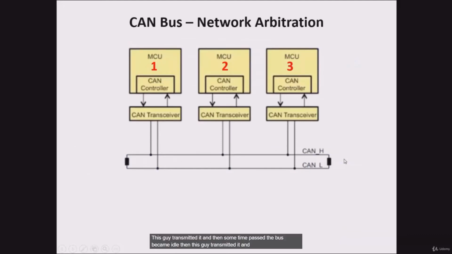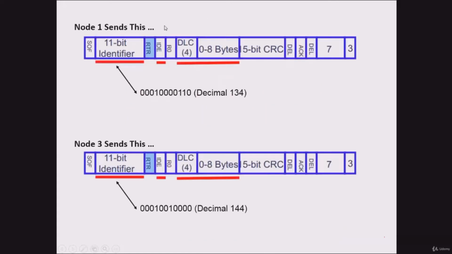This guy transmitted, and then some time passed, the bus became idle, then this guy transmitted. And everybody's happy. The messages went out on the bus, they were received, everything is fine. So this message here didn't collide with this message here. So the arbitration function of the message identifier in this case really wasn't used.